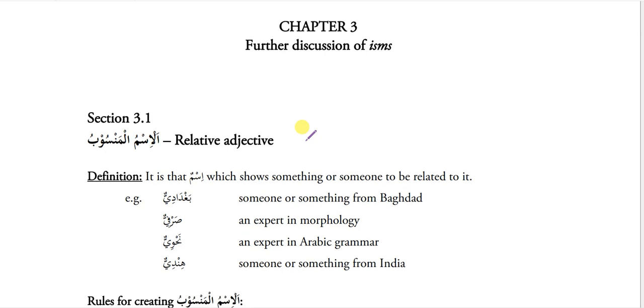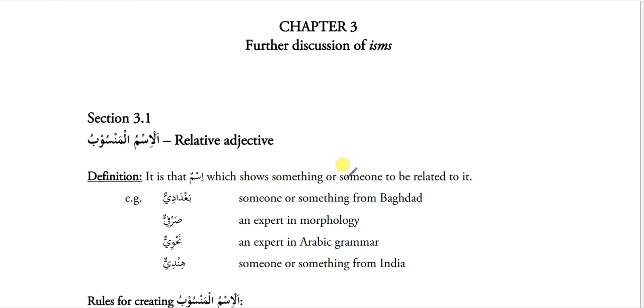Now we have chapter 3. Further discussion of ism. Al-ismul mansub, the relative adjective. Definition. It is that ism which shows something or someone to be related to it. Like Baghdadiyun, someone or something from Baghdad. Sarfiyun, an expert in morphology, a person who reads sarf. Nahwiyun, an expert in Arabic grammar, the person who studies Nahw. Hindiyun, someone or something from India.